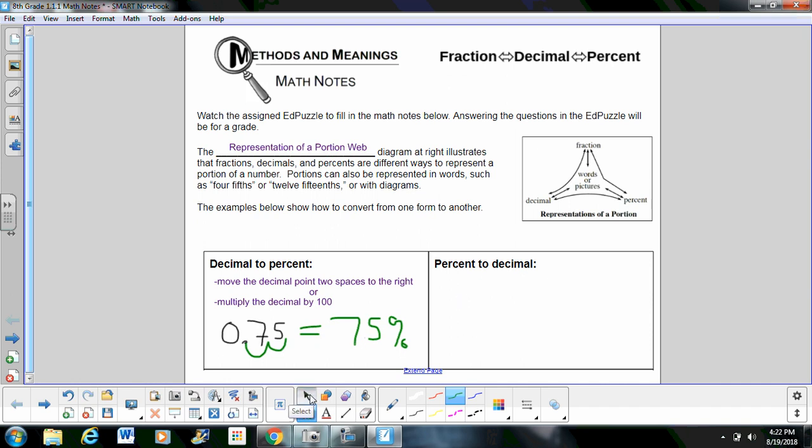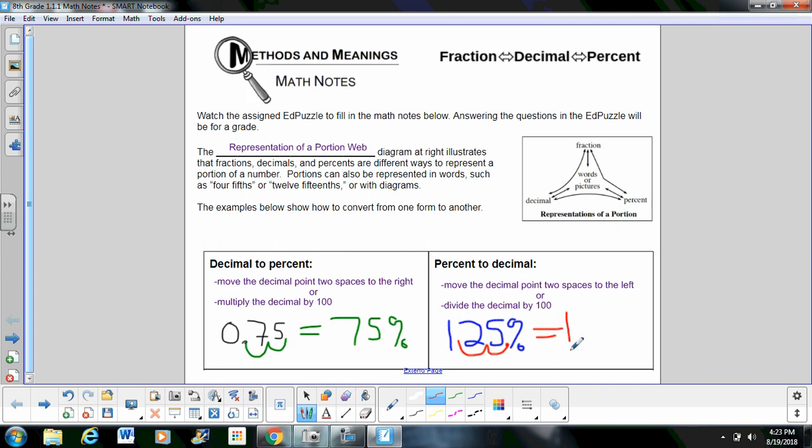Okay, the next one is to take a percent and change it to a decimal. So going the other way. It's actually just the opposite rule. We move the decimal point 2 spaces to the left, or we can divide it by 100. So say we had the percent 125%, and we wanted to change that into a decimal. Remember, the decimal point always ends up at the end right here. We would go over 1, 2 spaces, so our answer would be 1.25, or 1 and 25 hundredths. Okay, so it's two opposites, going either from a decimal to a percent or a percent to a decimal.